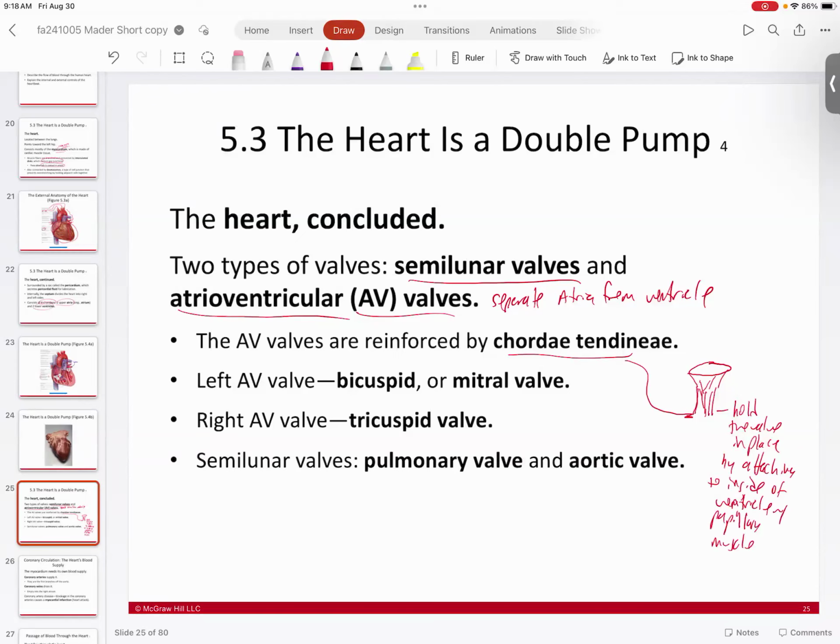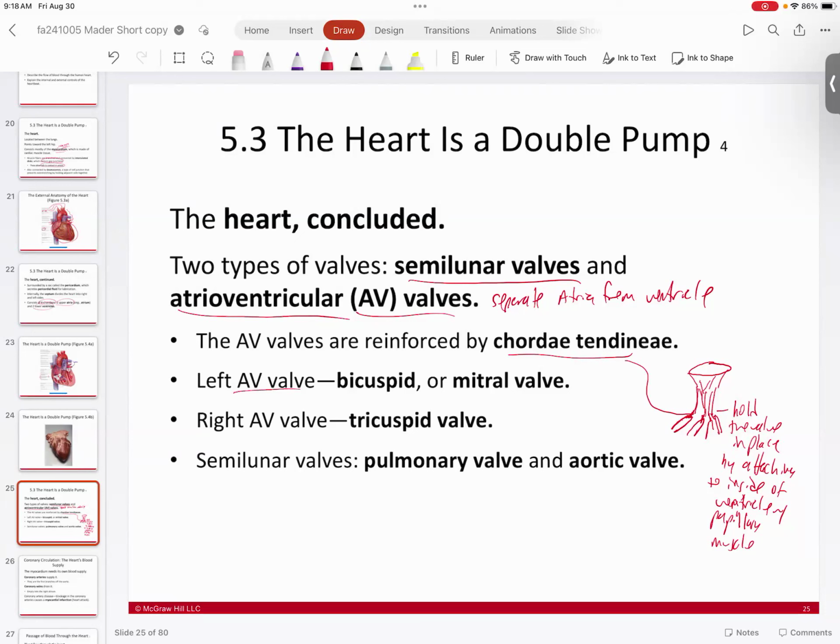So papillary muscles in the inside of the ventricle, the little ribs of muscle, will attach to the chordae tendineae. And so it anchors the chordae tendineae to the base of the ventricle. That keeps the valve from inverting. So you can't basically push your way back through there.